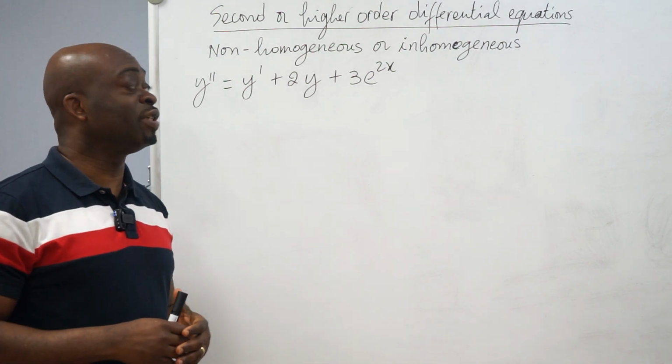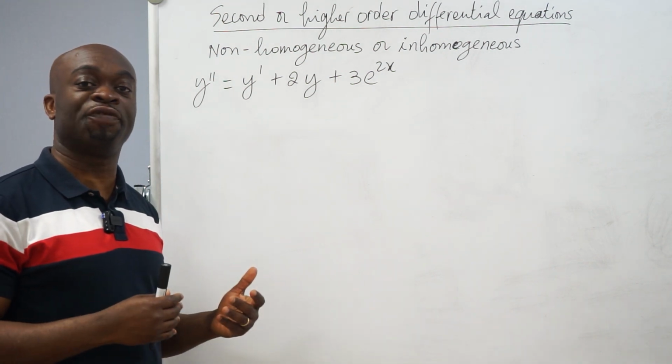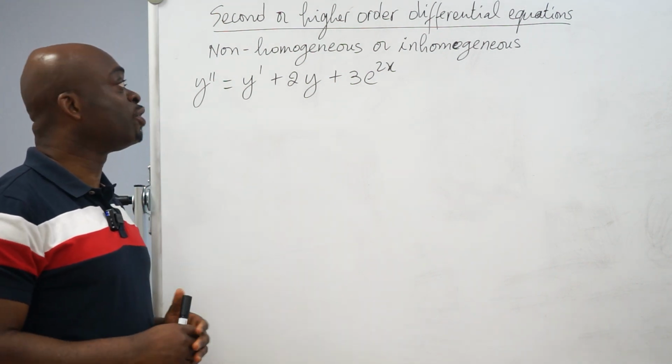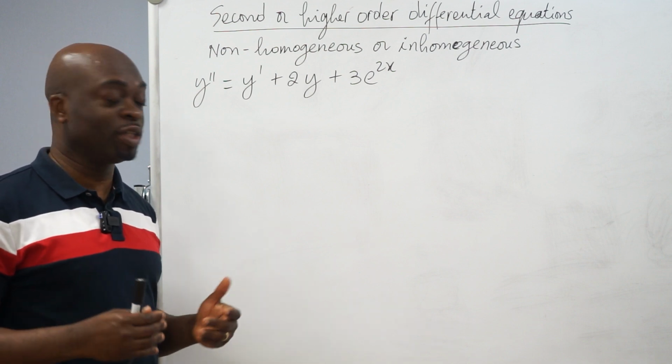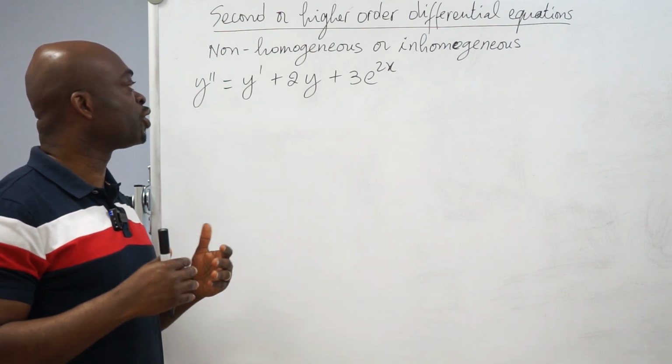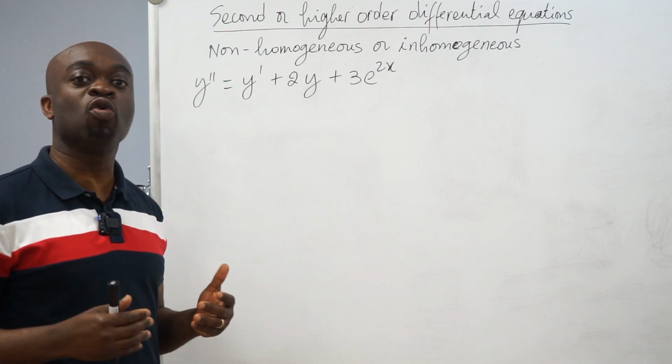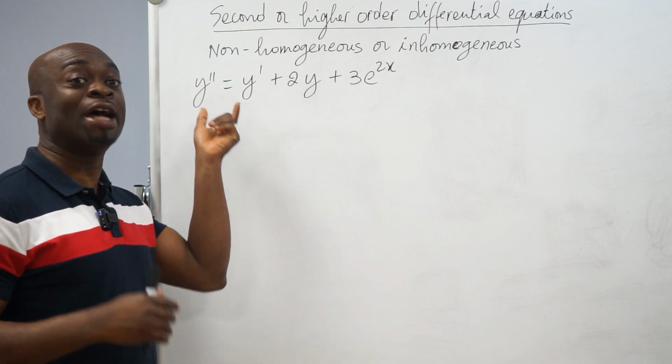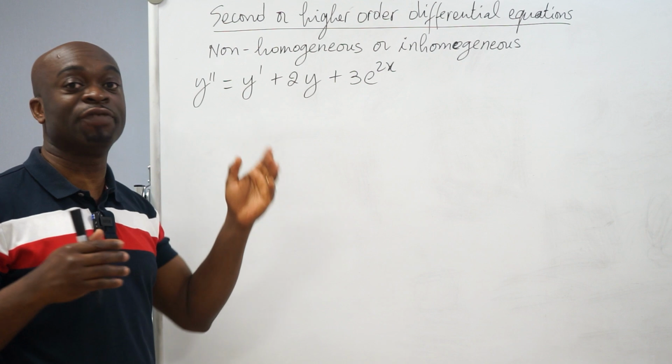Second or higher order differential equations. That's what we're going to deal with here. So, non-homogeneous or inhomogeneous equations. We have y double prime equals y prime plus 2y plus 3 exponential 2x. So what does that mean? We have y double prime, that's a second order differential equation.